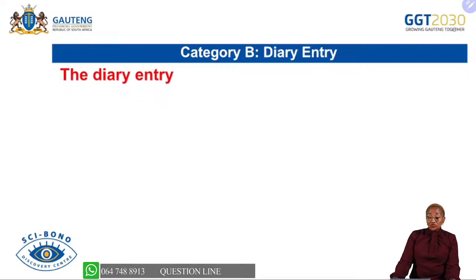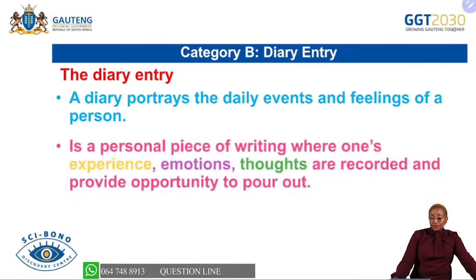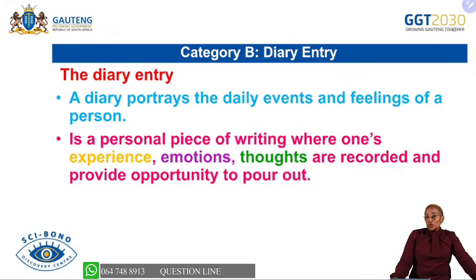Let's have a look at the first one, which is a diary entry. A diary portrays the daily events and feelings of a person. That's what a diary does. It portrays the daily events and feelings of a person. Isn't it that throughout the whole day we go through different emotions? And it is for that reason that people normally keep a diary, to express whatever emotions they would have experienced in whatever situation they found themselves in.